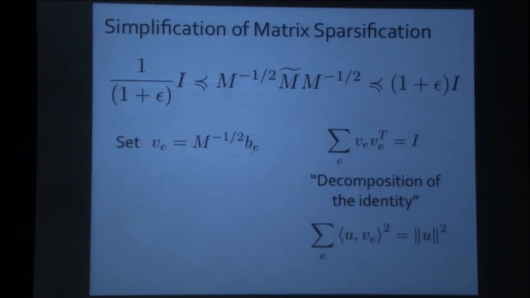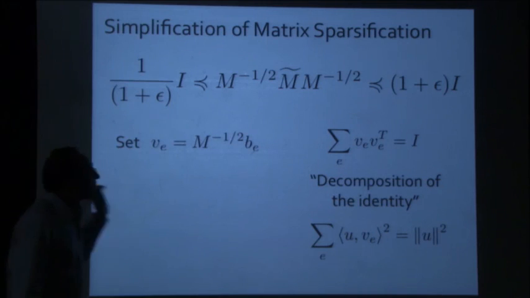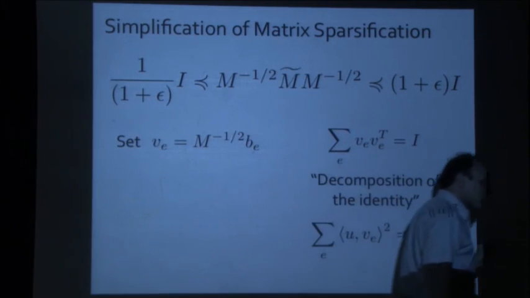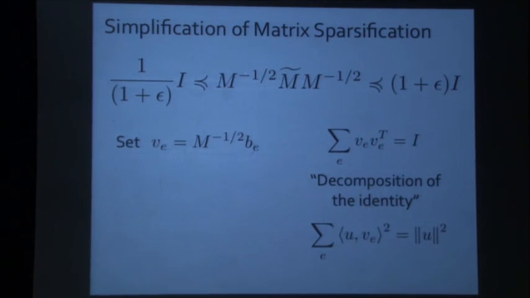And now my collection of vectors that I'm dealing with, my sum of outer products, is very special. I now have a set of vectors such that the sum of their outer products is the identity. There will be more of them than the dimension. This is what people often call a decomposition of the identity. People have many ways of thinking about it. A lot of people like to think of it as if you give me any vector u, the sum of the squares of the inner products of u with the vectors in your set is the norm of u squared. So you can think of it as a generalization of an orthonormal basis.